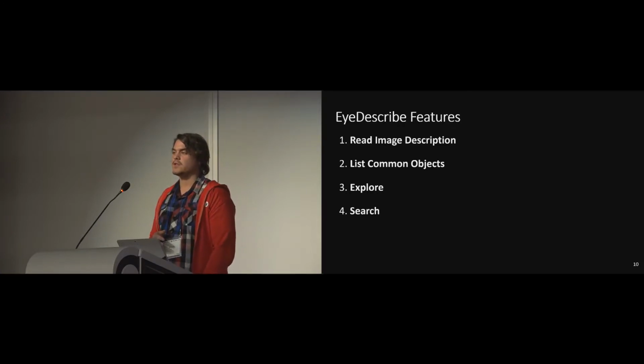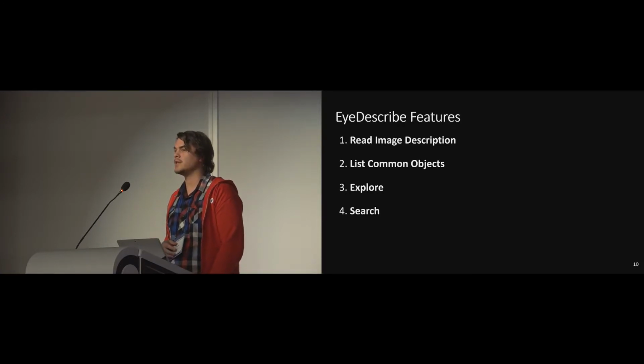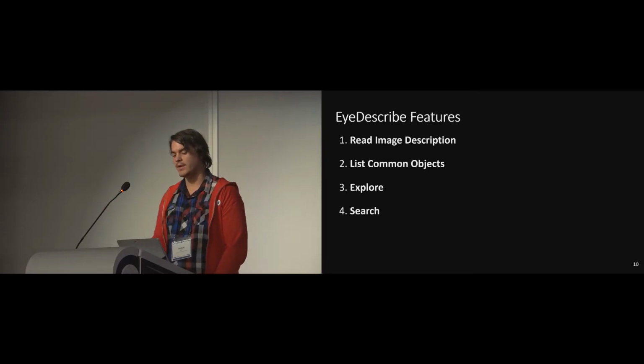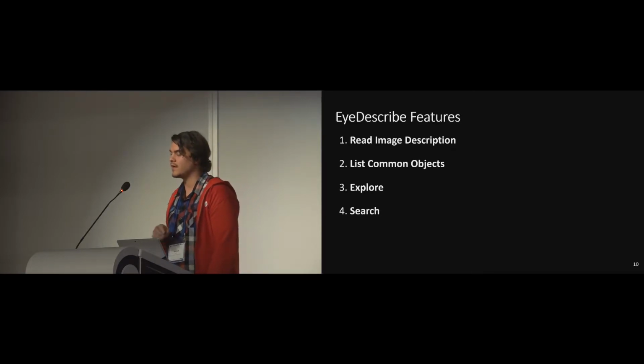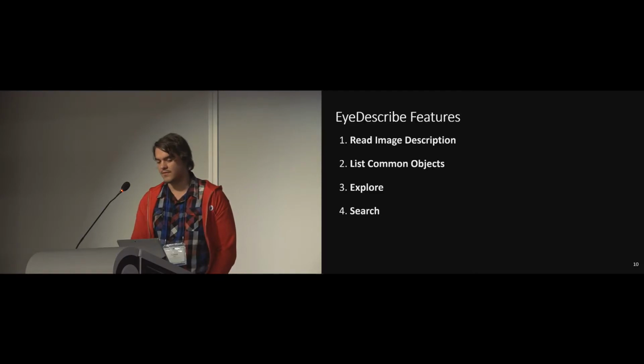And then there's a third feature where the user can explore the image by scanning around. And then there's also the search feature where the user can query the system for the location of an object. And now I'll show you examples of each of these features.